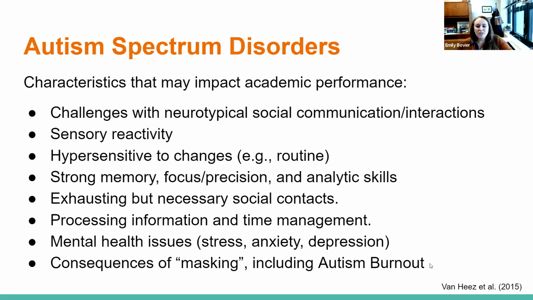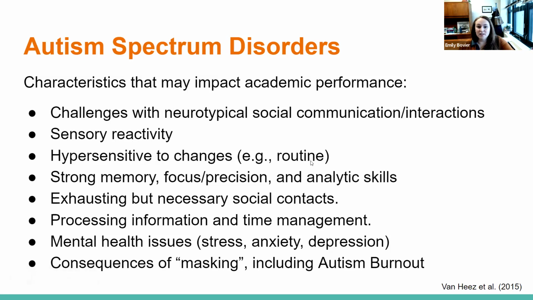This is from a research article in 2015 that actually solicited this information from neurodiverse students, so this is directly from students themselves. They find that they have challenges with neurotypical social communications and interaction. So think about if you use group work in your classes and how group work is used in your classes. Sensory reactivity. Again, this relates more to the physical space in the classroom.